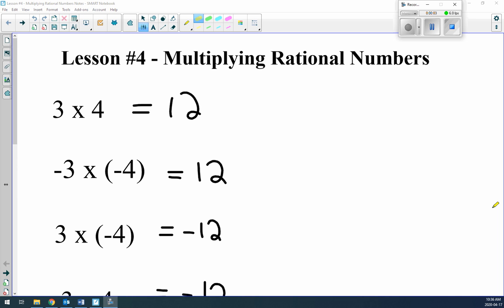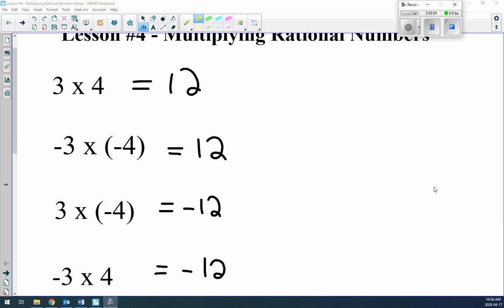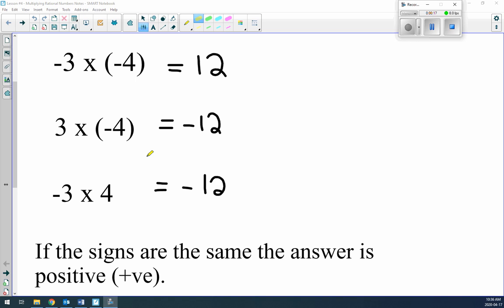Lesson number 4, multiplying rational numbers. So what we have here is a breakdown, and basically what we're talking about is the positives and negatives. When we have a positive times a positive, like 3 times 4, we get a positive as a result. When we have two negatives multiplied together, we still end up with a positive. Now, a positive times a negative and a negative times a positive, we end up with a negative.